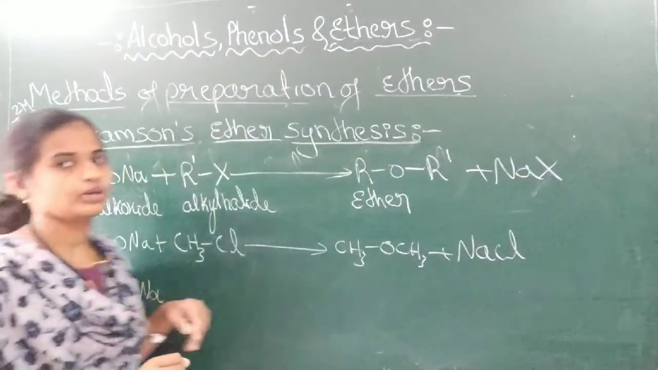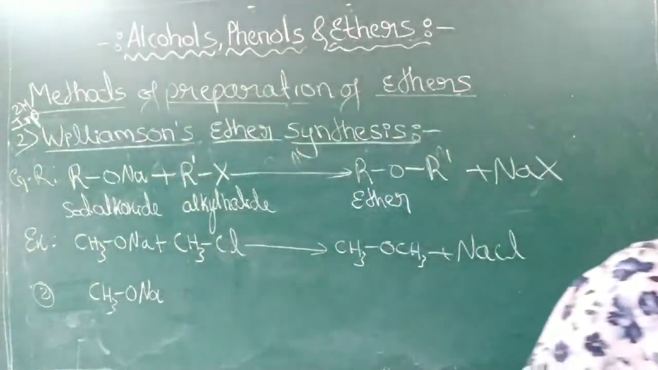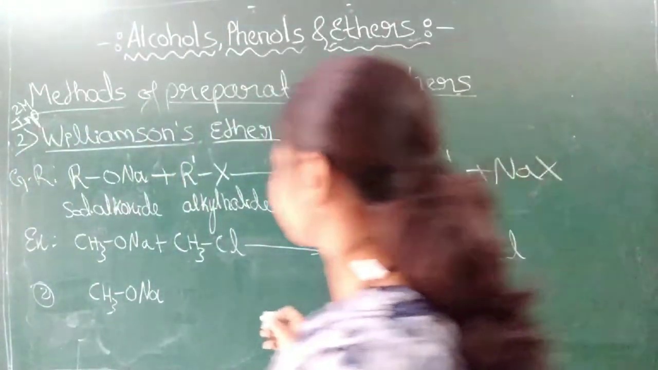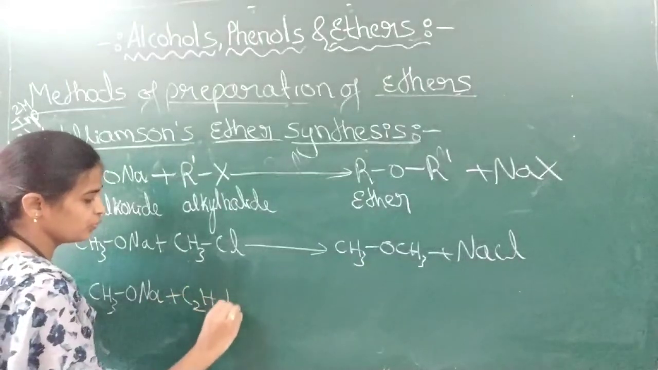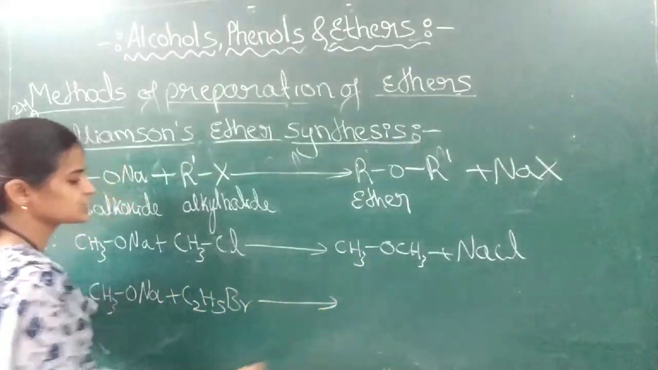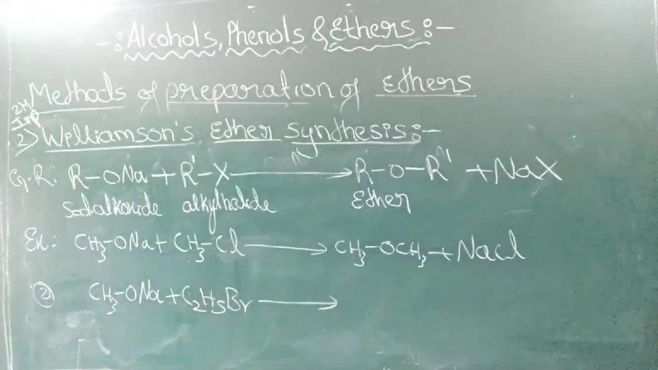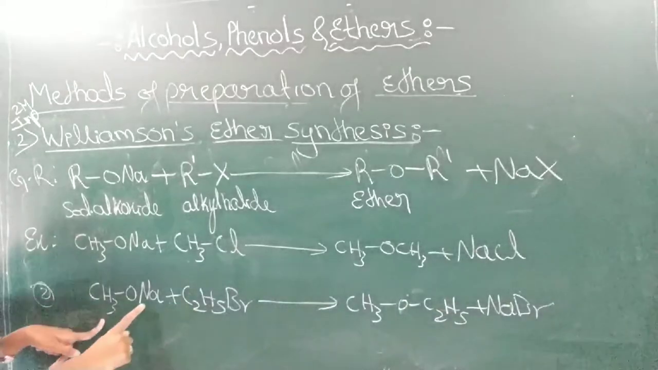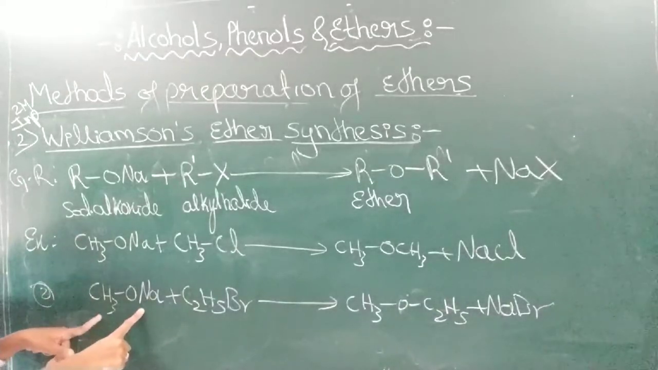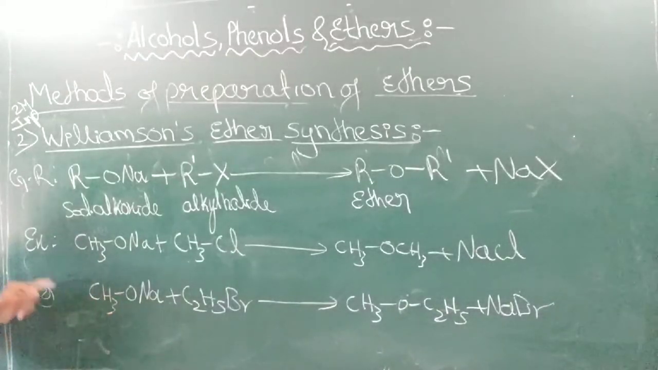CH3ONa, okay, CH3ONa and C2H5Br. You complete this reaction, students. What is the name of this one? Sodium alkoxide. Then what is the name of this one? Sodium methoxide.